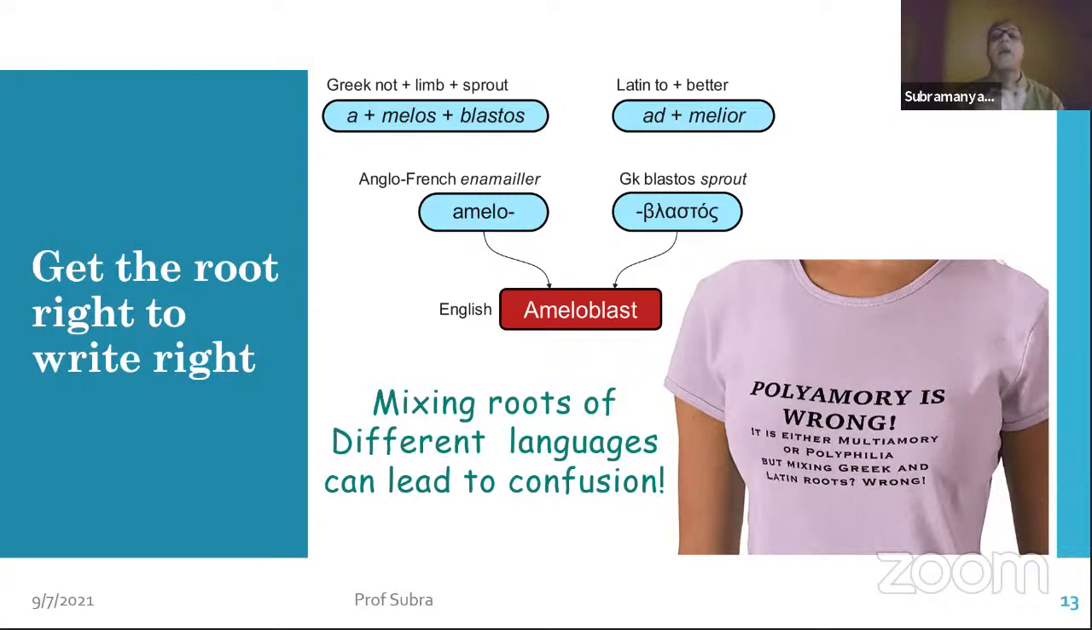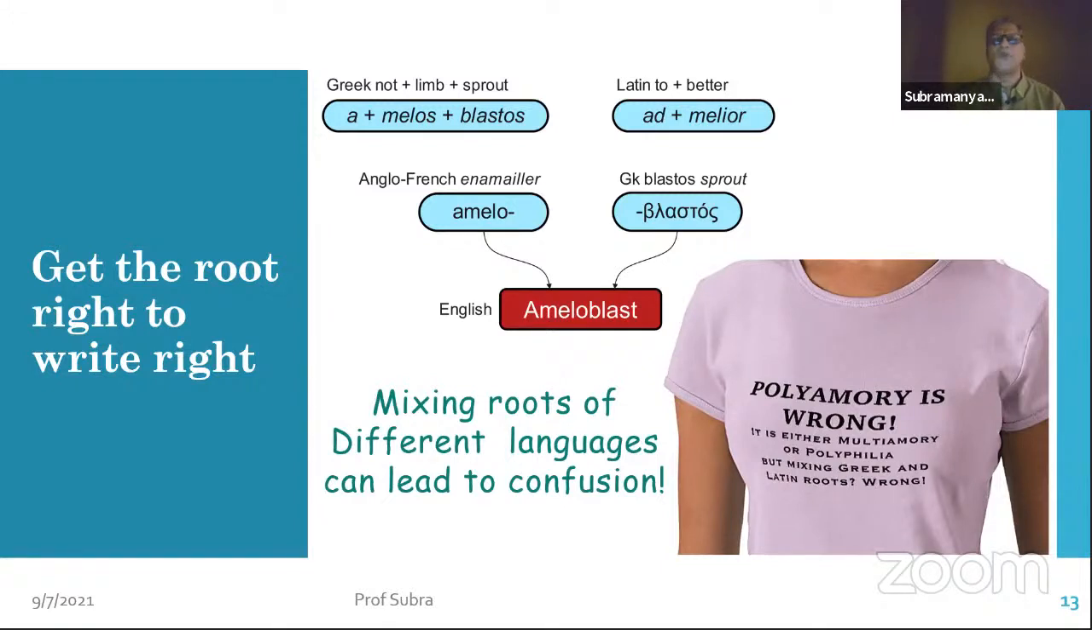Amelo is derived from the Anglo-French word enameler. Enameler is an Anglo-French word, which is basically derived from a German word, smelzen. Smelzen means smelting, like molten metal glazed over surfaces. So since enamel has that kind of glazed surface on the crown of the tooth, this word was used for enamel.